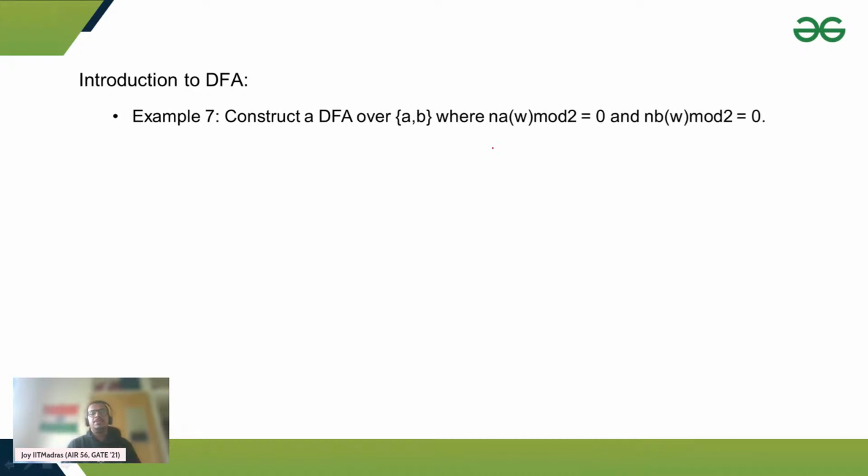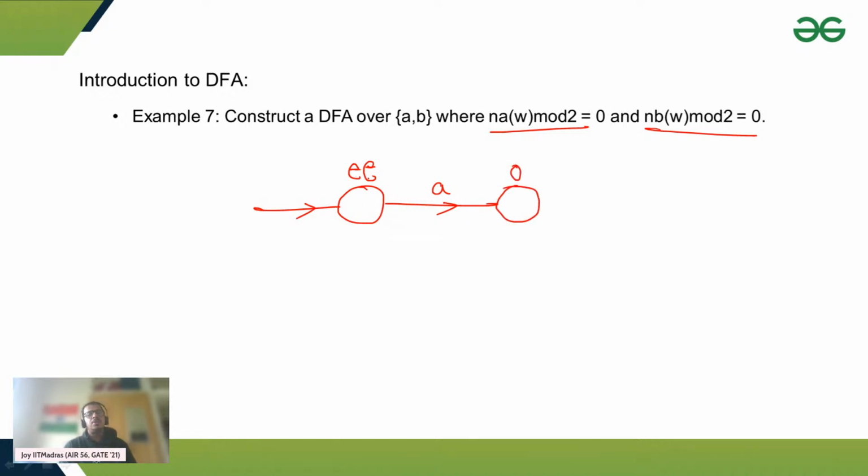So in this example, we need to make sure that the number of A and the number of B are both even. Let's try to draw the automata. Suppose at this state, the number of A is even and the number of B is even. Now, mind it carefully: if we get A, then we go to a state where the number of A is odd and the number of B is even.